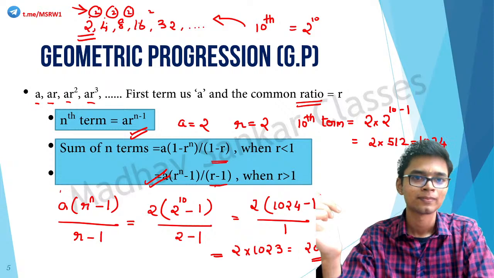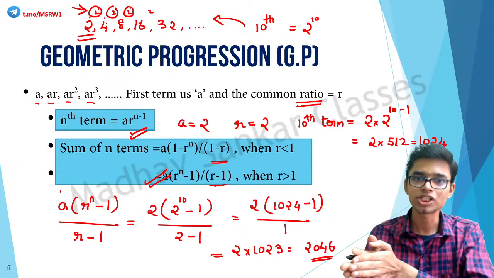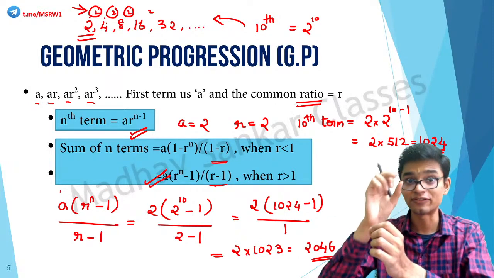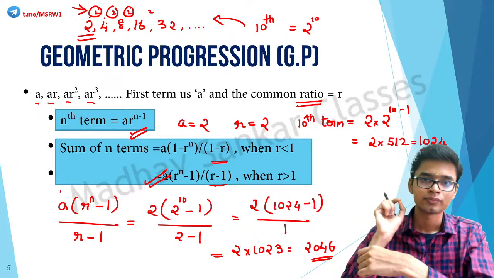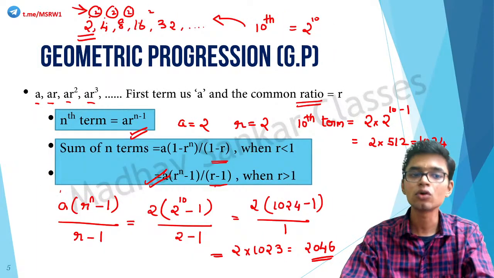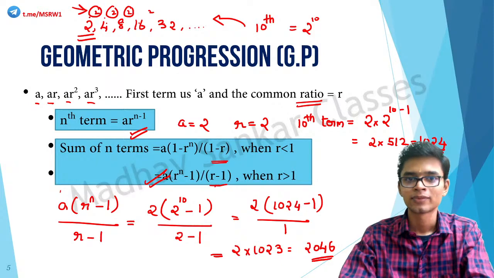Clear? So I hope you understood the difference between an arithmetic progression and a geometric progression. Arithmetic progression has a common difference, while geometric progression has a common ratio. Just learn by heart these four formulas, 2 for arithmetic progression and 2 for geometric progression, and you will be able to do a lot of questions.